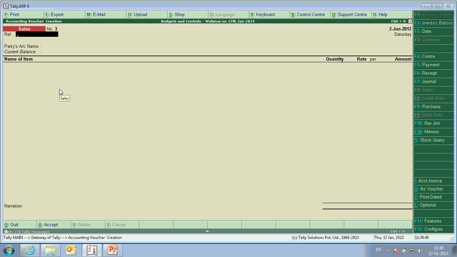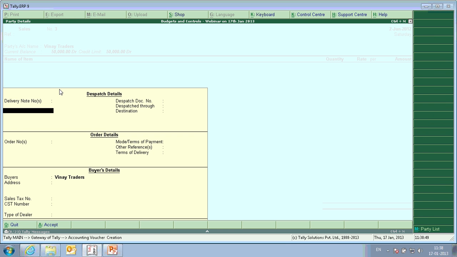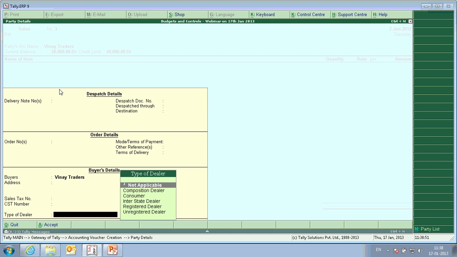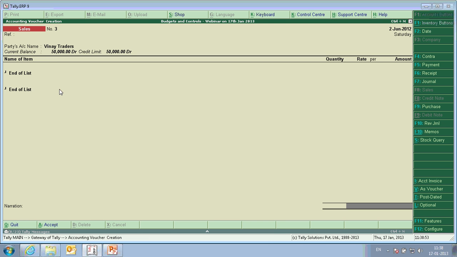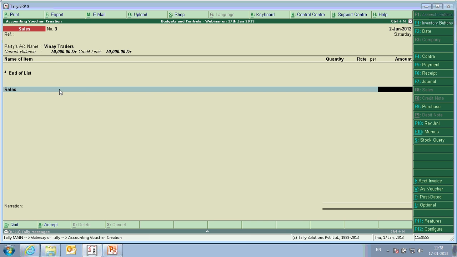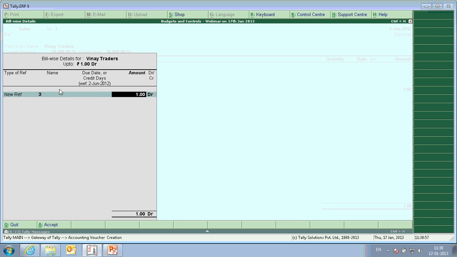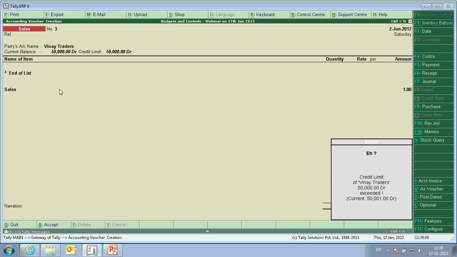And now, until and unless I receive some money, I cannot raise even a single rupee bill for him. So let us say 1 rupee itself. Now it says you have exceeded the limit. So this is about controls. You can have it on your debtors as well as creditors. Is that clear?